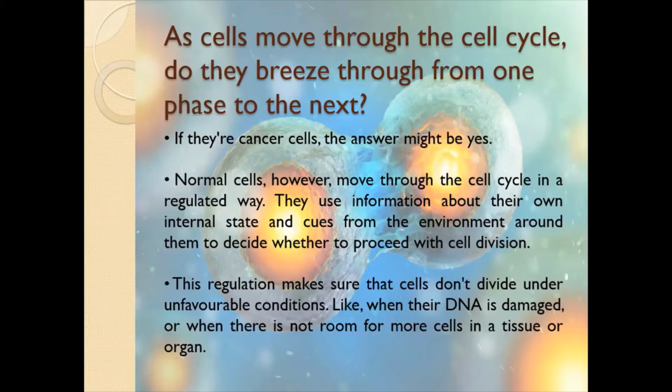In other cases, when there is not room for more cells in the tissue or organ, we call it contact inhibition. When two cells are present in close proximity contact, they are not able to divide.